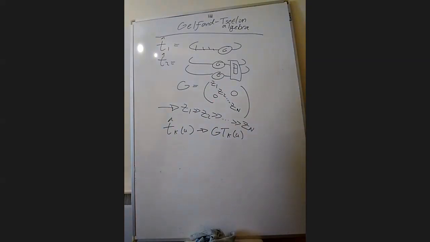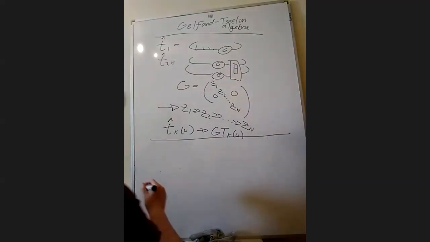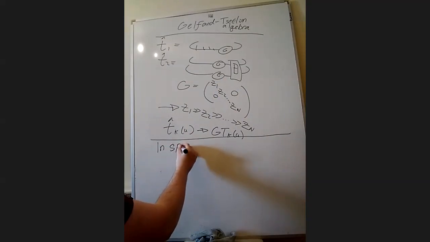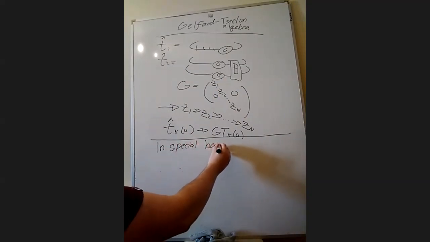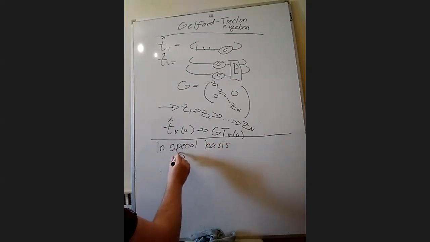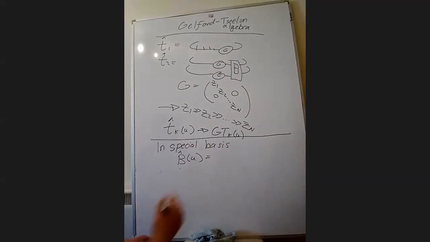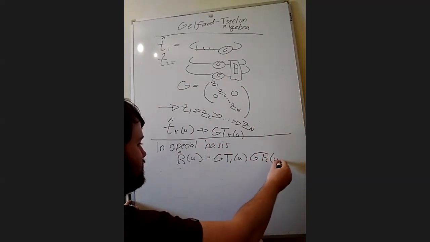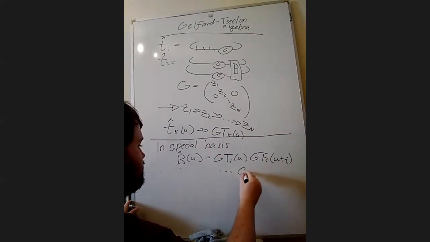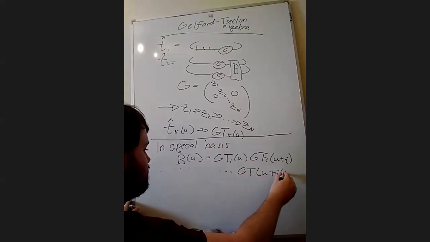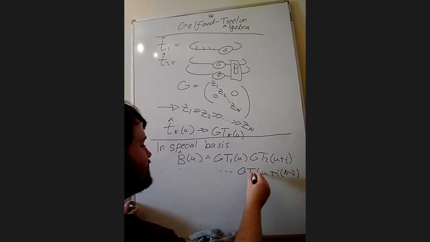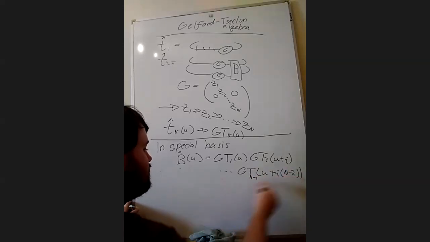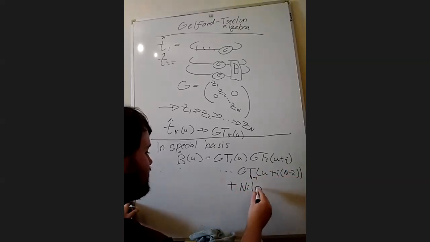So what does this thing have to do with separation of variables? Well, actually, it's the following. What Dima and I showed in our first paper on this topic was that in a special basis, the B operator for SU(N) becomes of a very simple form. You get a product of these Gelfand-Tsetlin generators, u plus i up to N minus 1, plus some explicit upper triangular nilpotent operator.